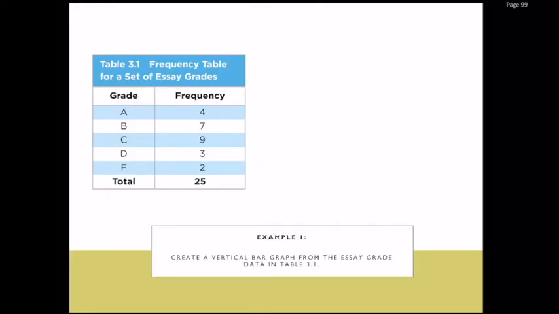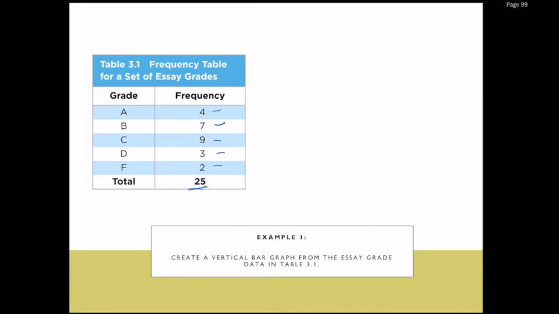So here I have a frequency table for a set of essay grades. I have 25 students in my class, and I had 4 get A's, 7 get B's, 9 get C's, 3 get D's, and 2 get F's. Okay? This is an example of a frequency table. I'm marking the frequency of how often each letter grade occurred. Now, we've converted these grades to letters. That makes it categorical data. If we'd left them as numbers, it would have been numerical data. So let's go ahead and create a bar graph from this data.